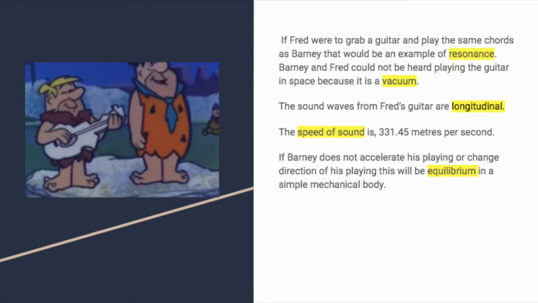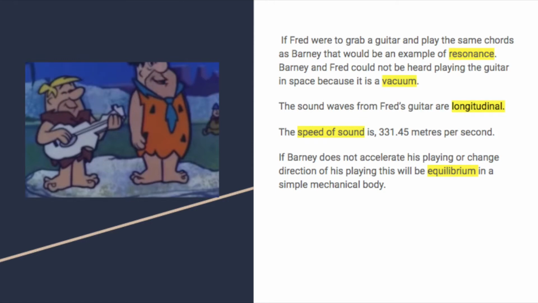Fred and Barney playing the same note would be resonance. If they were in space, you wouldn't hear them because space is a vacuum. Barney's guitar sound waves are longitudinal. The speed of sound is 331.5 meters per second. If Barney does not increase his speed or change the direction of his playing, it would be equilibrium of a simple mechanical body.